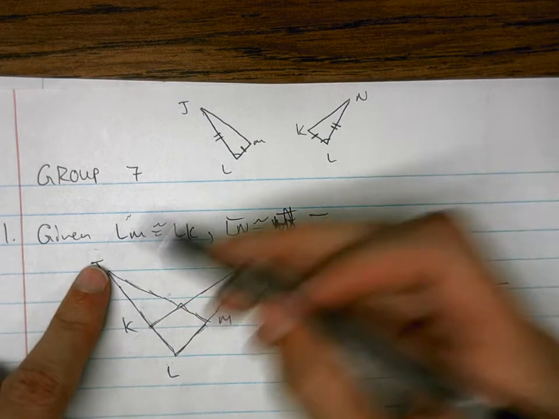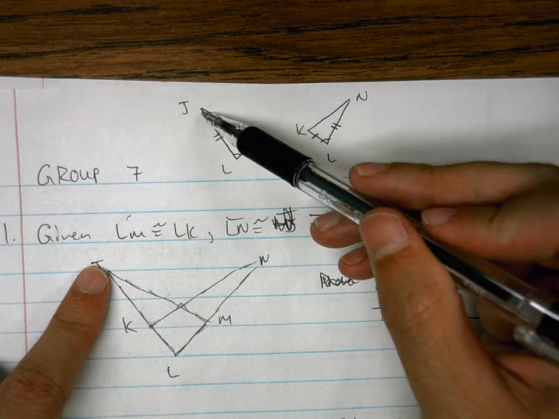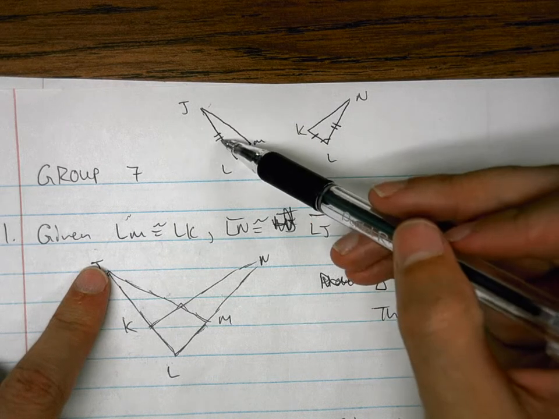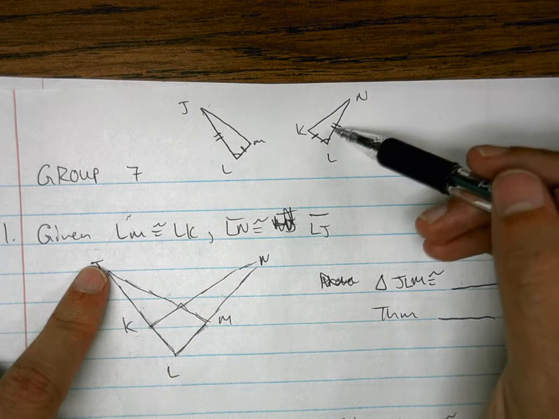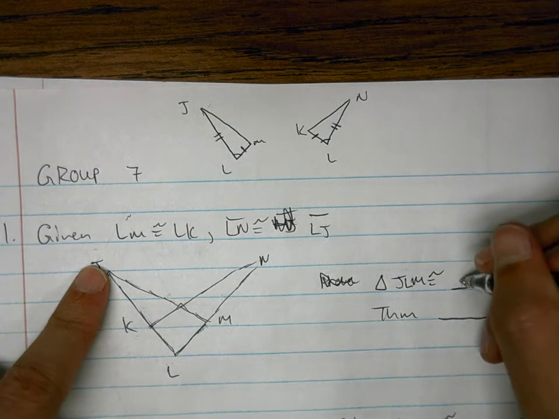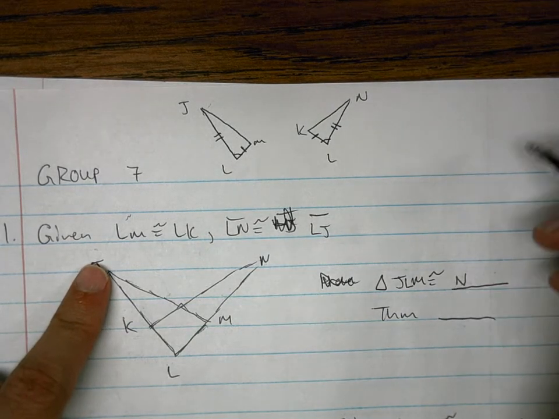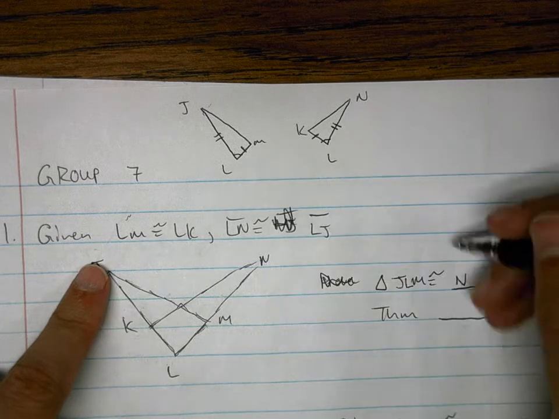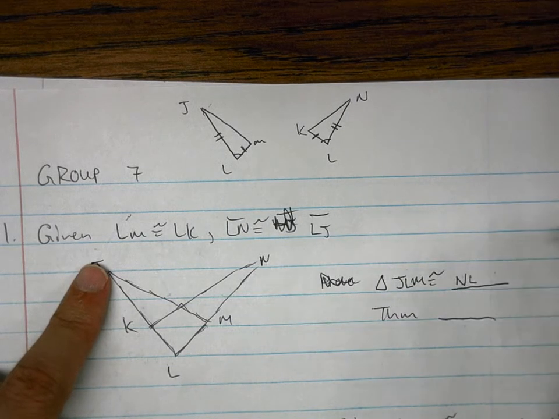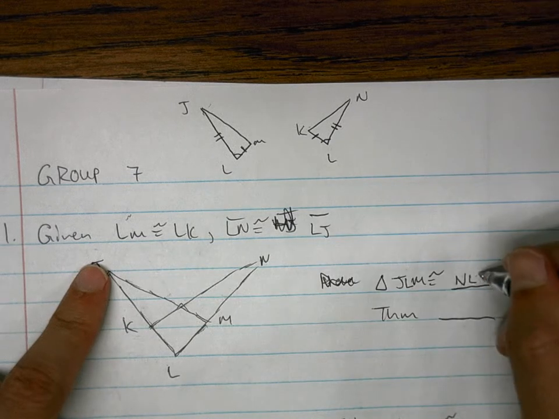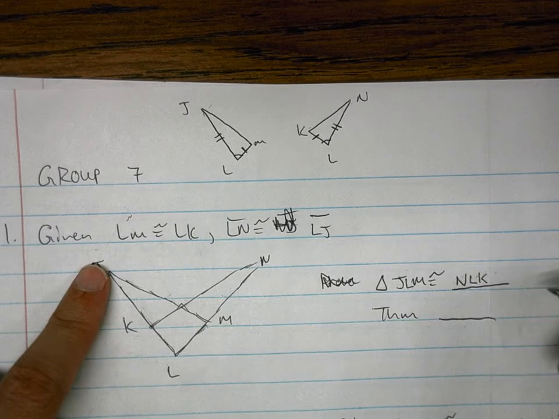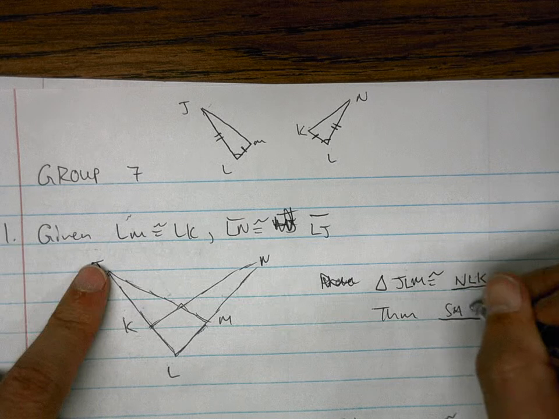So angle J is marked next to the double side, the double mark, and no mark over here, so that would be congruent to angle N. So N goes first. L is the common angle, so the L's are congruent. And M and K are next to the single mark, so we would put K. And the theorem is side, angle, side.